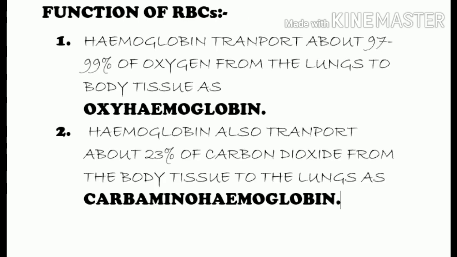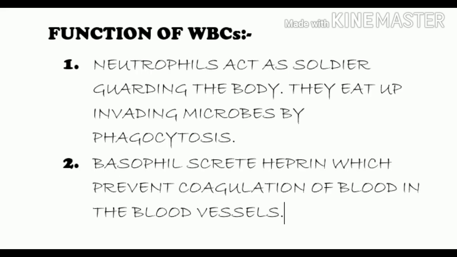And next, function of RBCs. Hemoglobin transports about 97 to 99% of oxygen from the lungs to body tissues, as oxyhemoglobin. Second, hemoglobin also transports about 23% of carbon dioxide from the body tissues to the lungs as carbaminohemoglobin. And next, function of WBCs. Neutrophils act as soldiers guarding the body. They eat up invading microbes by phagocytosis. Basophils secrete heparin, which prevents coagulation of blood in the blood vessels.